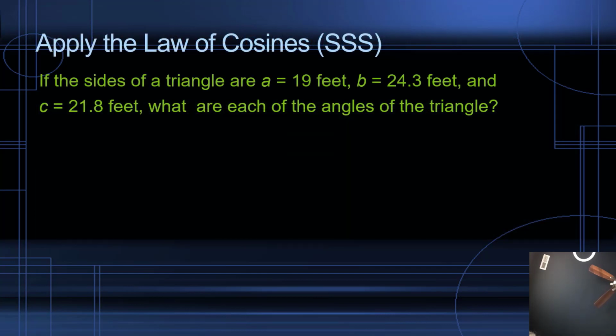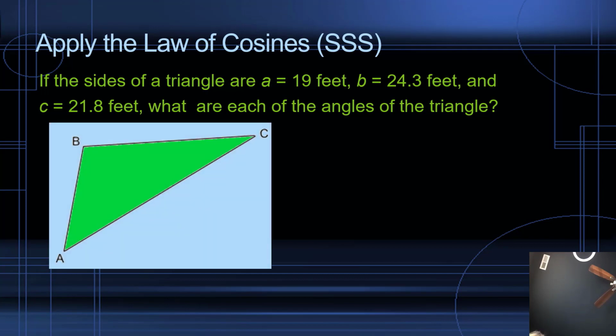All right. What I like to do here is I'm going to show you a triangle I have drawn. If the sides of a triangle are A equals 19 feet, B equals 24.3 feet, and C equals 21.8 feet, what are each of the angles of the triangle? Okay, now they want us to find all of the angles. Well, the first one we've got to start out by using law of cosines. We don't have a choice. But let's bring that triangle in here.